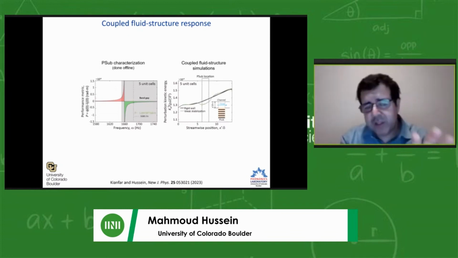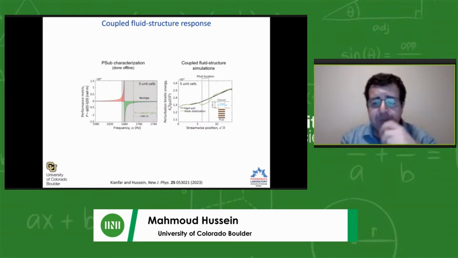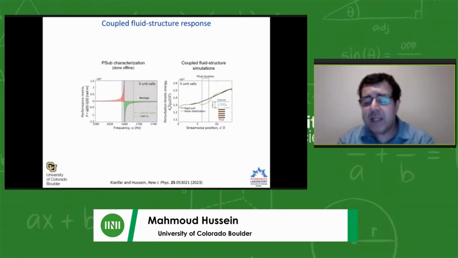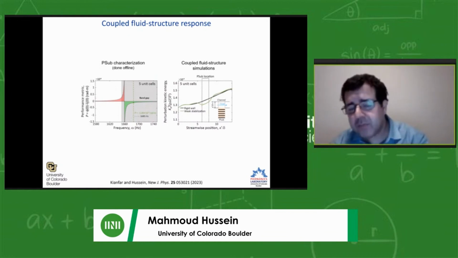So let's start with one example. This example is an instability at a frequency given there by this dashed green line on the left. And then you can see what happens to the kinetic energy. It drops exactly where the P-sub is, and then practically recovers downstream of the P-sub.